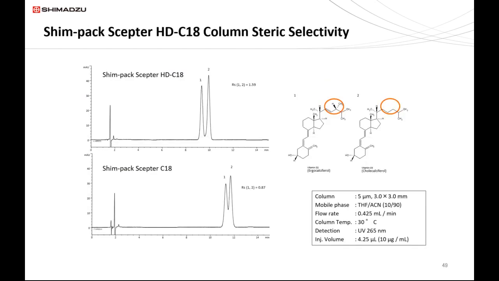Take for example the separation of vitamin D2 and D3, which is not well separated on our SHIMPAC scatter C18, but can have a much better resolution when using a SHIMPAC scatter HD-C18 column owing to its steric selectivity.